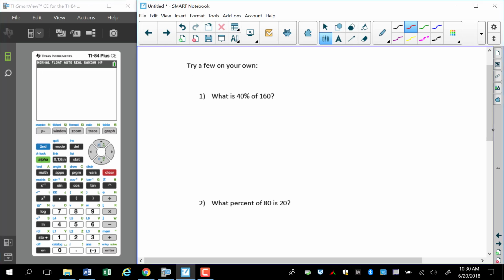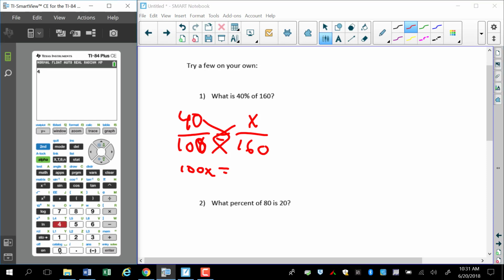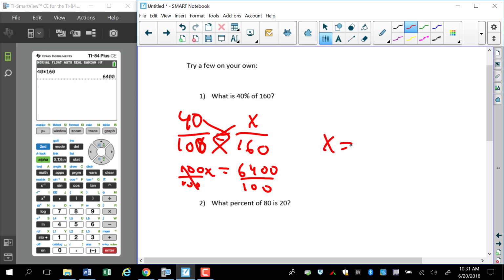Good. Hopefully you've had some time to work on these on your own, not just walking through with me. So let's figure this out. What is 40% of 160? Well, again, we know 40% is 40 out of 100. We want to know what that is out of 160. Well, I'll do my cross multiplying. 100x equals 40 times 160, 6,400, divide by 100, x equals 6,400 divided by 100. Well, the answer is 64.